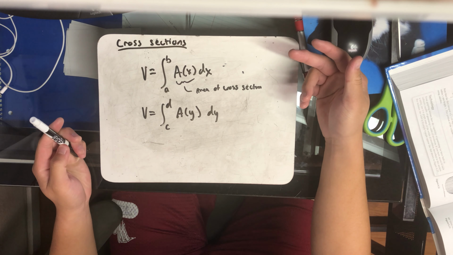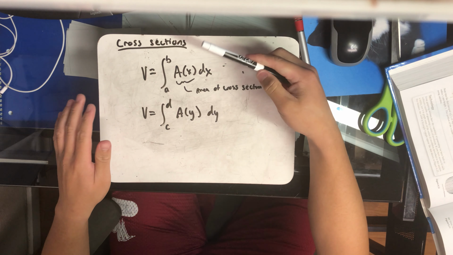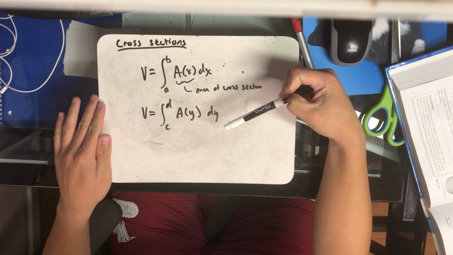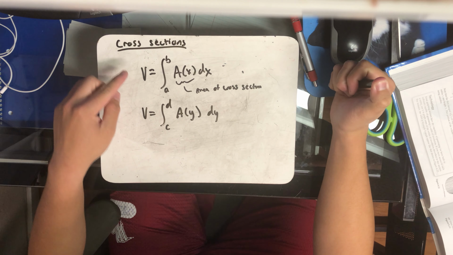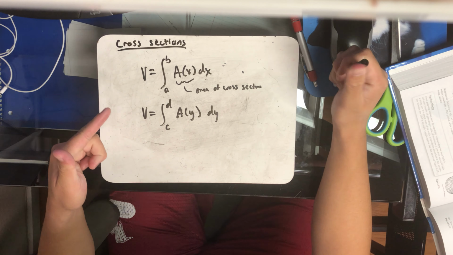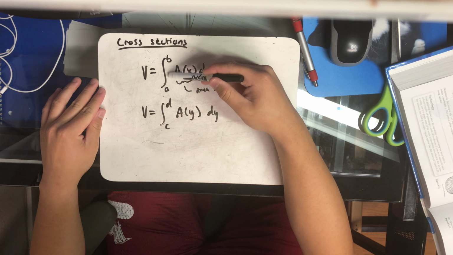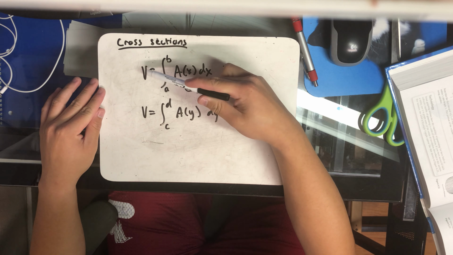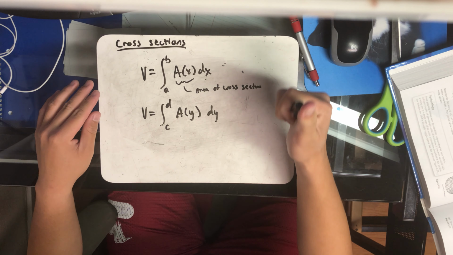So volumes for solids with known cross-sections can be taken in the perspective of x and y. And so the volume is always the integral from a to b or c to d, whichever perspective you're using, of the area of the cross-section. It's always the integral of the area of the cross-section.